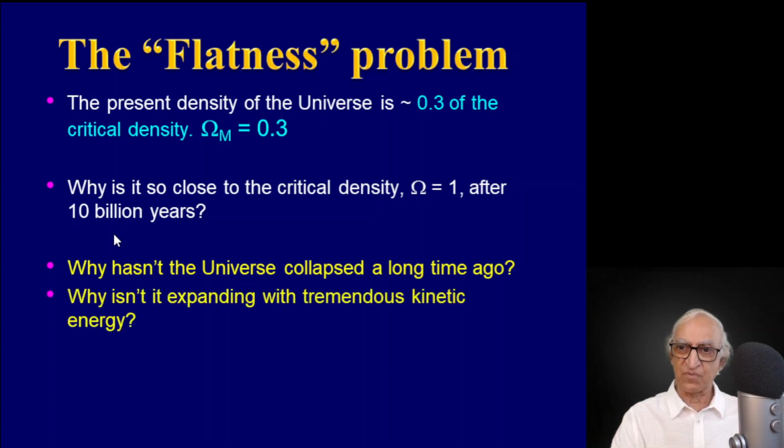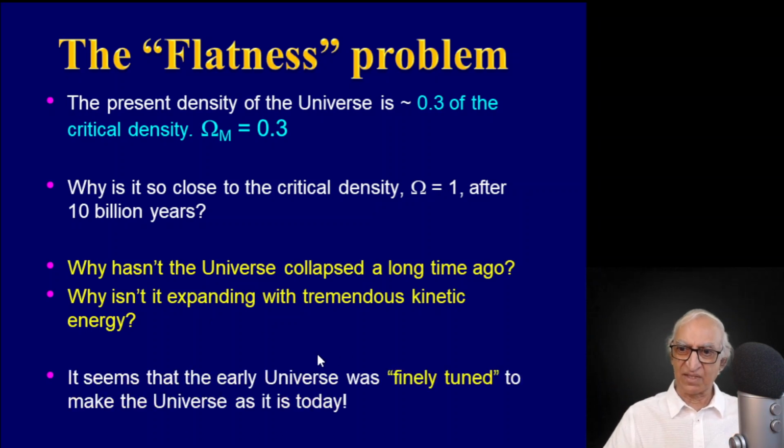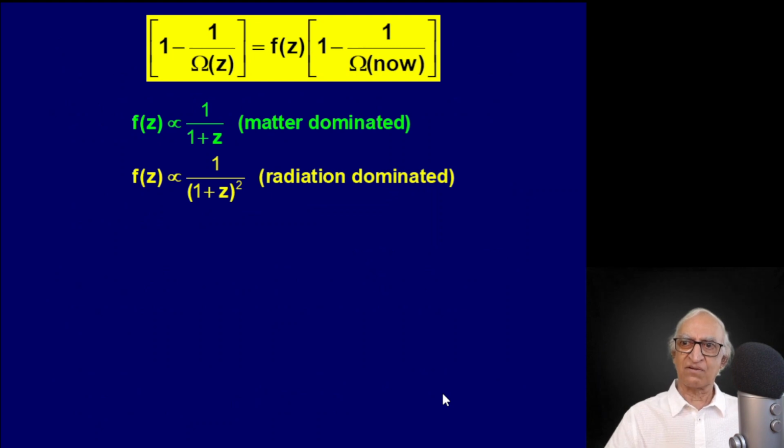So the question is, why is the universe expanding with tremendous kinetic energy, and why didn't it collapse a long time ago? So these are two questions that can be asked. It seems as though the early universe was fine-tuned to make the universe what it is today. This fine-tuning is a matter of great debate today, and we shall perhaps touch on it in the final lecture of this series. Now, let me tell you why this is a serious problem.